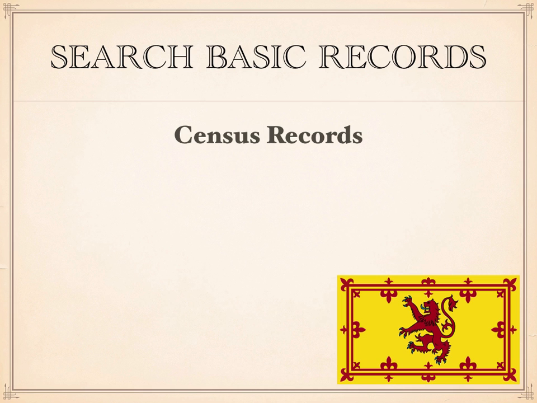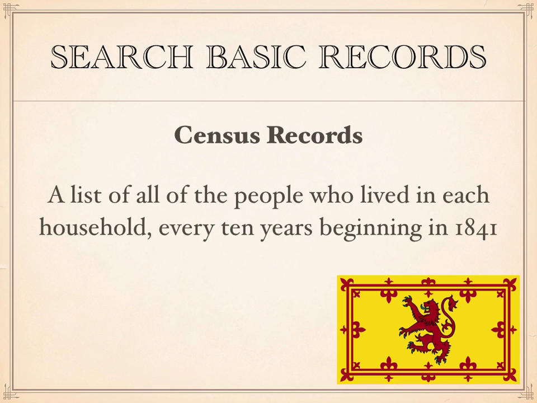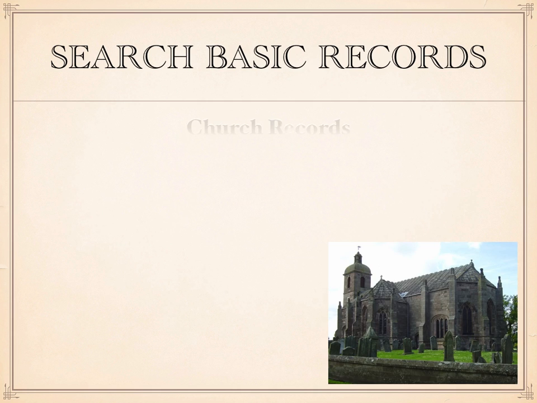Census records are another valuable source of information. They began being kept in 1851 and were kept every 10 years, including a list of all the people who lived in each household. Church records are the next and very most valuable source of information, particularly about the births and deaths and marriages.